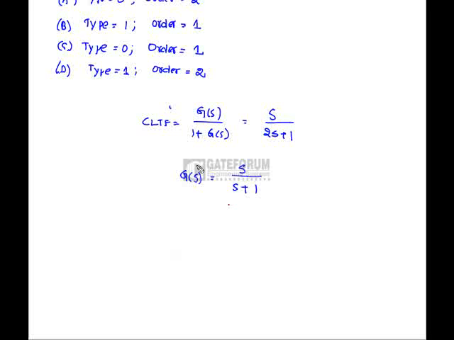So the number of poles at the origin is 0. That's why it is a type 0 system. Now the number of non-zero poles, the number of poles, is 1 itself. Hence type 0 and order 1 system, that is option C is correct.